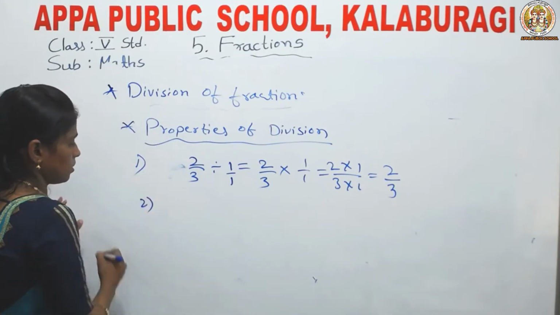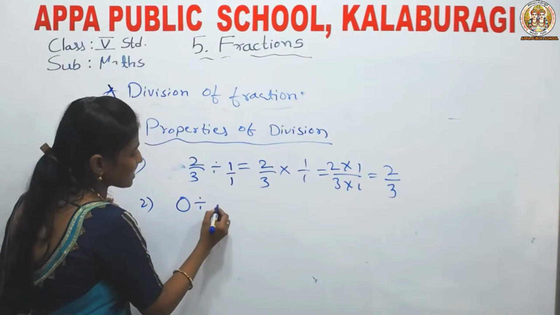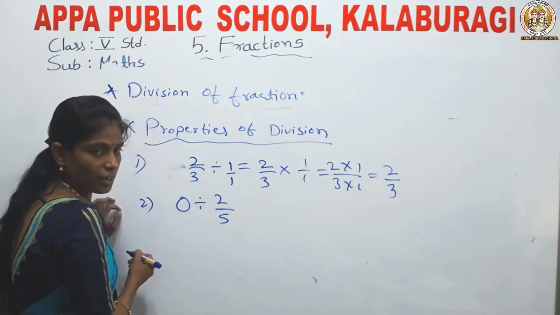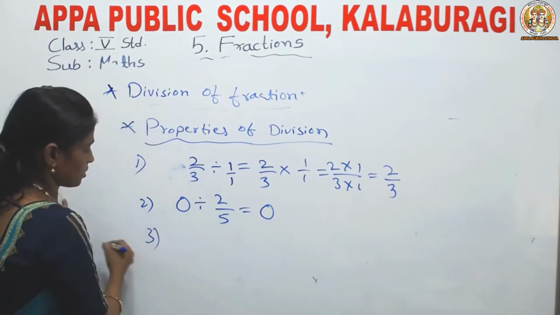Next, the fraction divided by 0. Okay, we'll get 0.